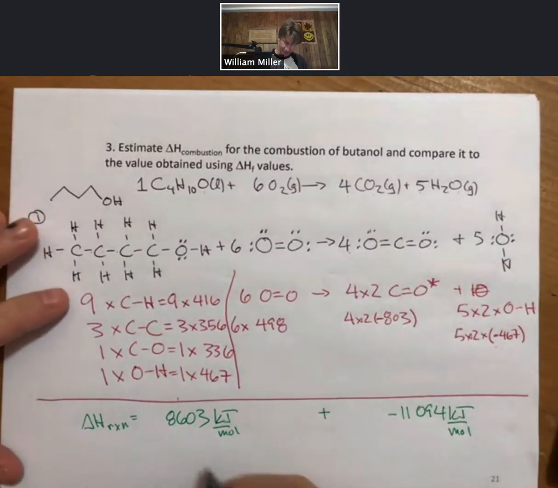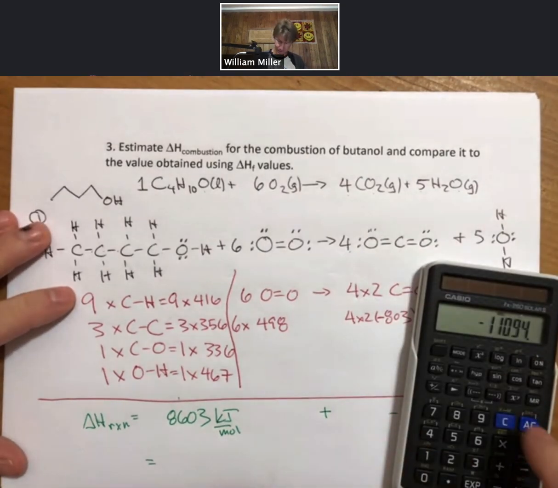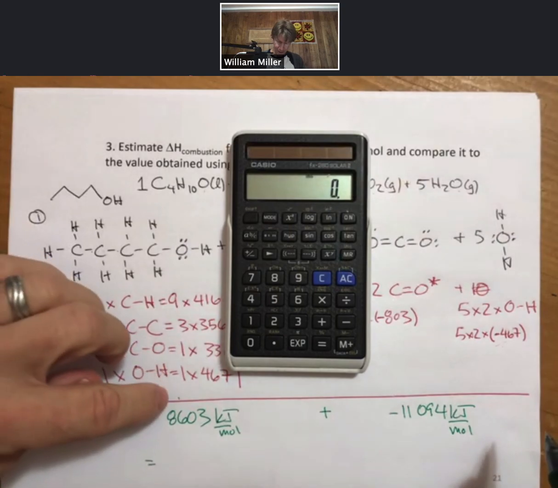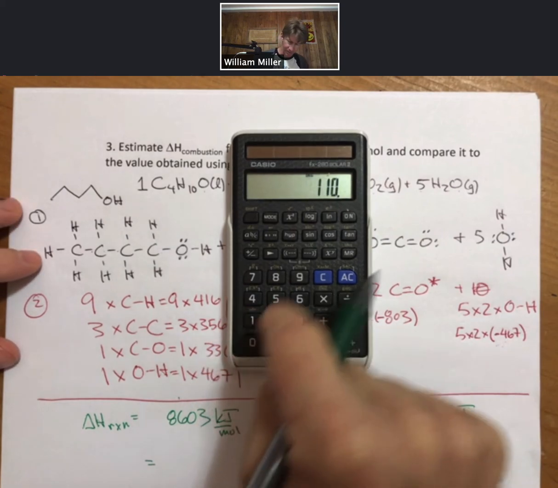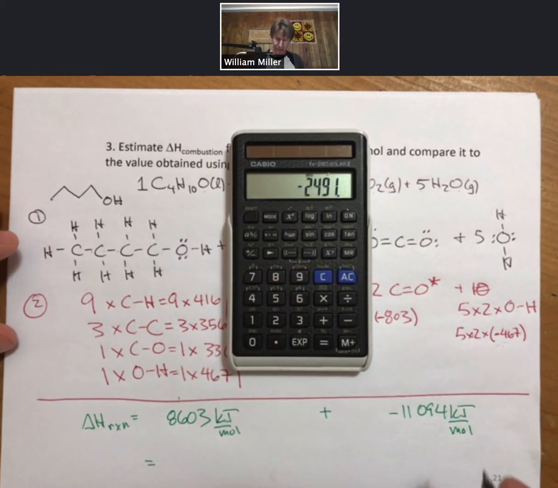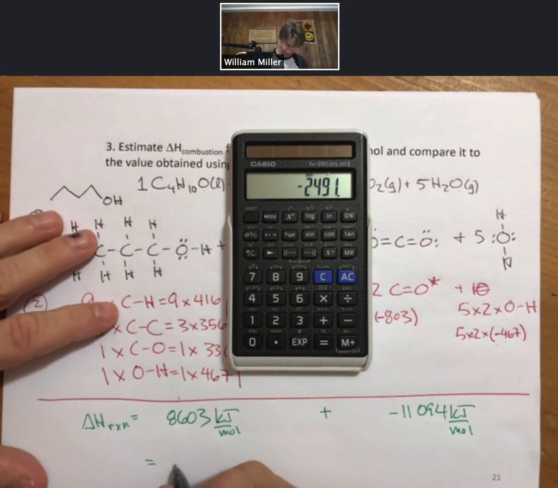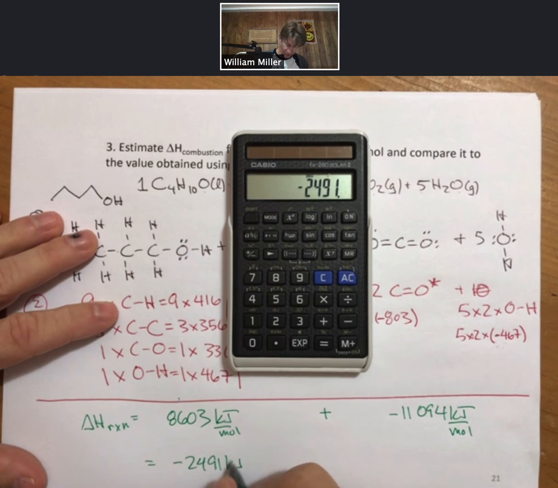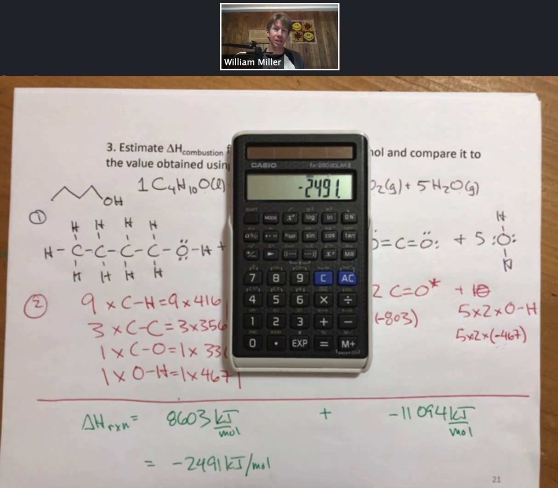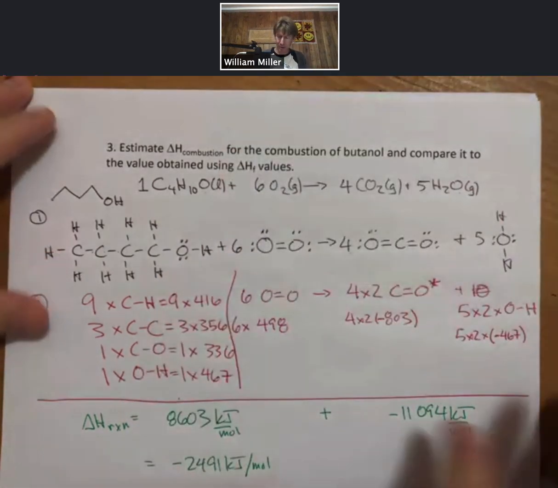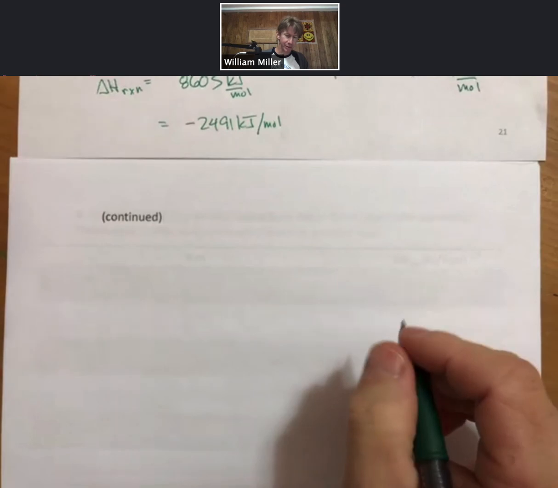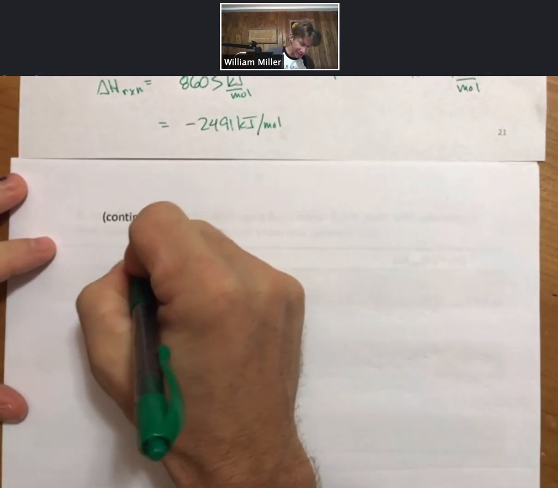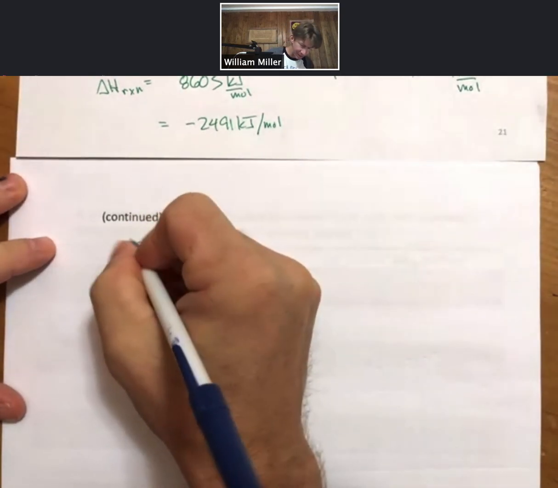All right, and so now delta H reaction is going to be 8603 minus 11,094. I get minus 2,491 kilojoules per mole. Good that it's negative because this is combustion, and combustion is an exothermic process. Thumbs up. Now let's see how we do compared to the other method of doing it, which is going to be using delta HF values, and we'll return to this pen.